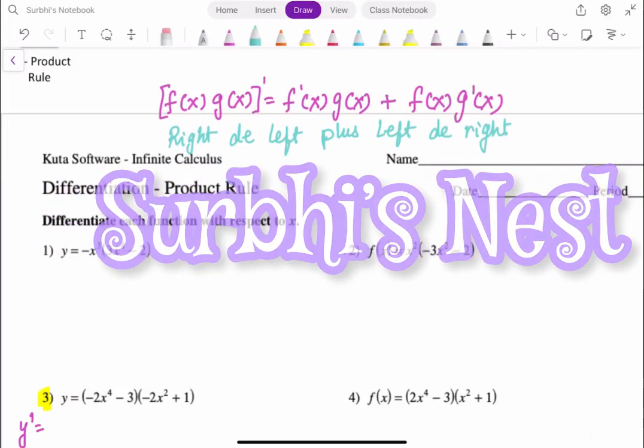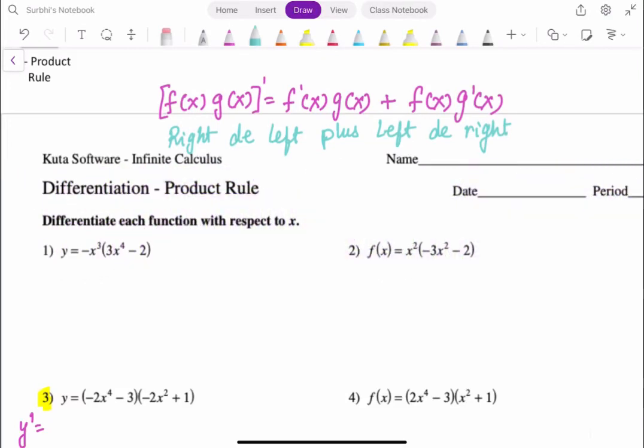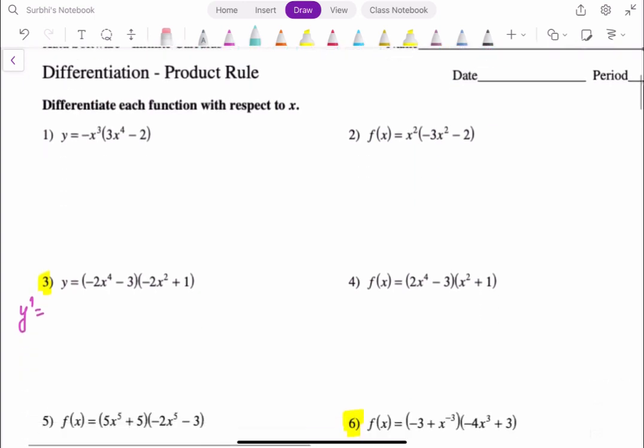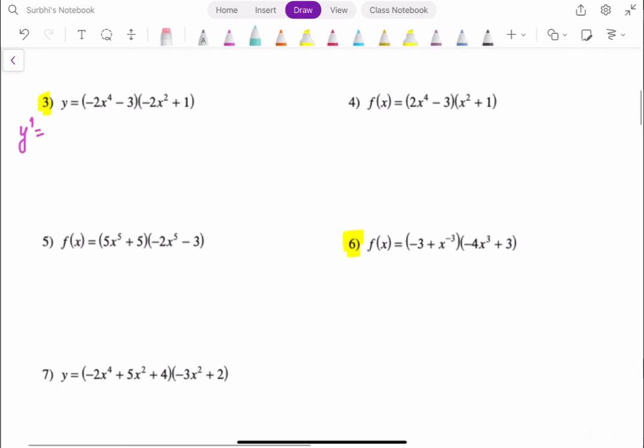Welcome back. Today we will be talking about the product rule. So the quick way to understand is right to left plus left to right. So keeping that in mind, let's try question number 3 and 6.